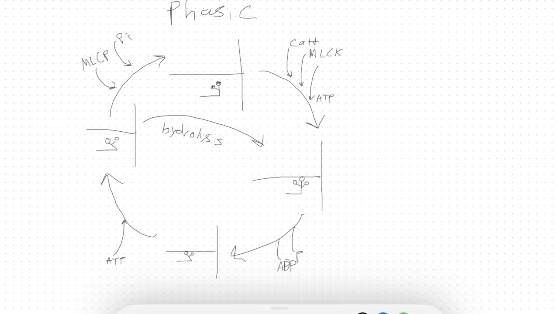If it relaxes, it will introduce MLCP, which will remove a phosphorus and then go through hydrolysis to return it to a cocked position with ADP and one phosphorus. If it follows the other path instead, it will skip MLCP and just perform hydrolysis to add the ADP and a second phosphorus to allow it to follow the cycle again without needing MLCK again.